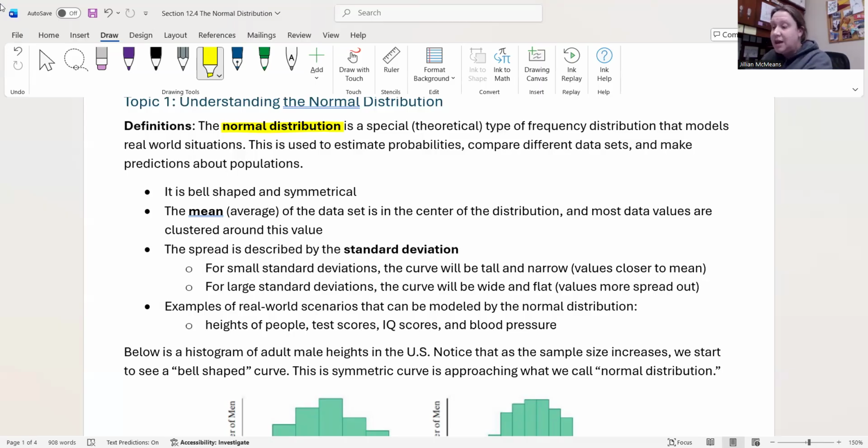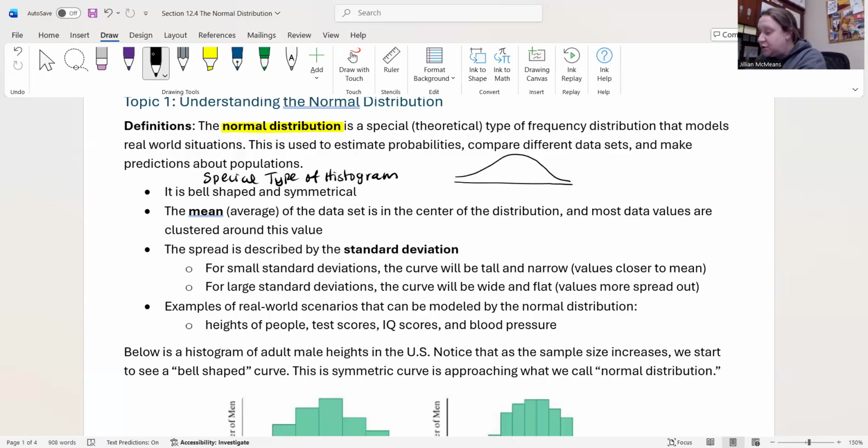If we did look at that special type of histogram, we would have a situation that is bell-shaped and symmetrical. When we talk about something that is bell-shaped, it looks like this. That's what we mean by bell shape. And we assume it's symmetrical, as in if we were to fold this down the center, and of course my drawn version is not symmetrical, but pretend, squint your eyes if you must, the two sides would meet. So the normal distribution is a theoretical distribution that is bell-shaped and symmetrical.